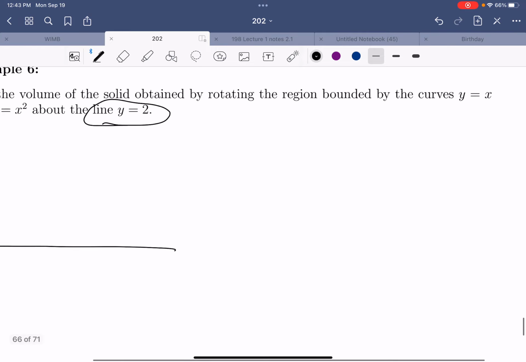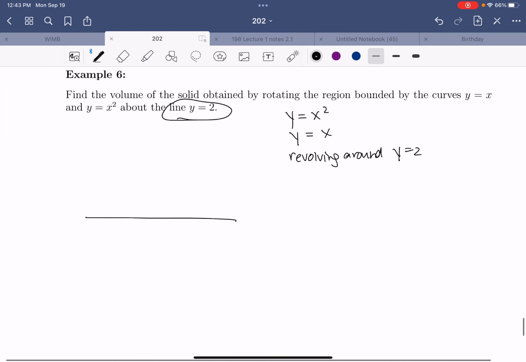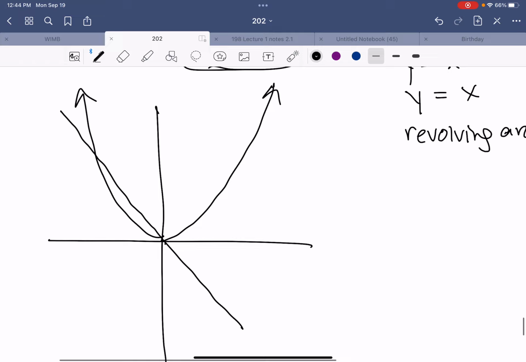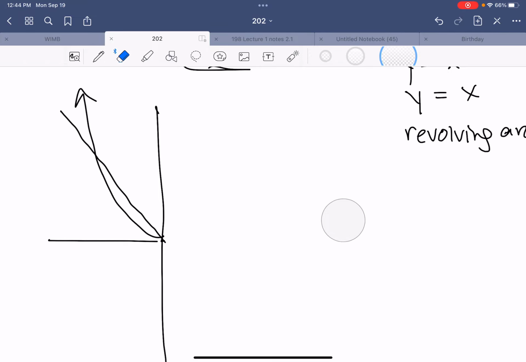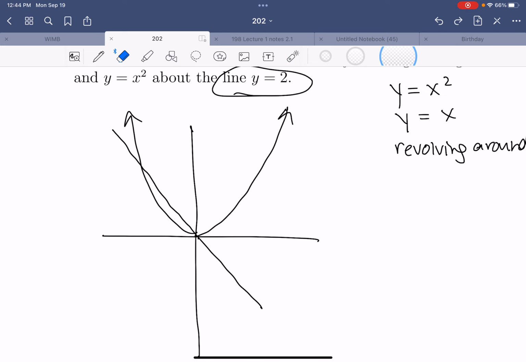So we're working with y equals square root of x. Sorry, y equals x squared, and y equals x, and we're revolving around y equals 2, okay? I've got y equals square root of x, I've got y equals x, and so we've got this region over here. So I'm going to get rid of this stuff over here. Sorry, I drew that wrong. Y equals square root of x goes this way.